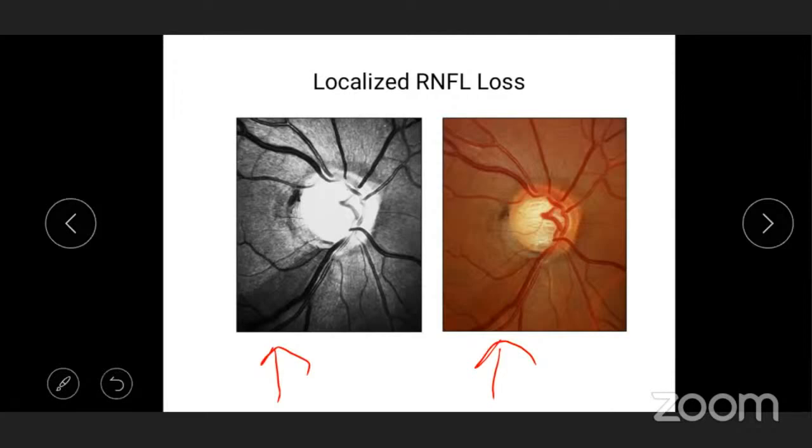But this you can also see with the red-free filter of the slit lamp. Make a habit, use a 78D lens, which gives you a more zoomed up picture, flip to the red-free filter, and you will see these sector defects, which are so classical.